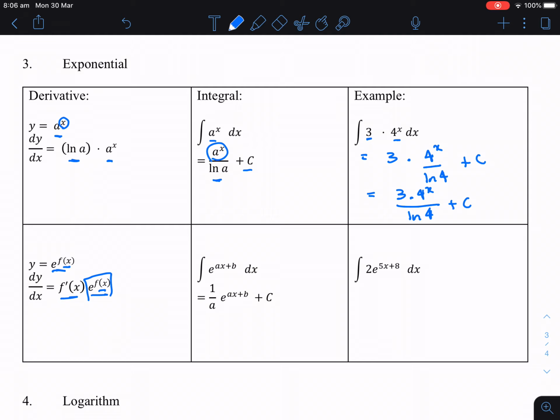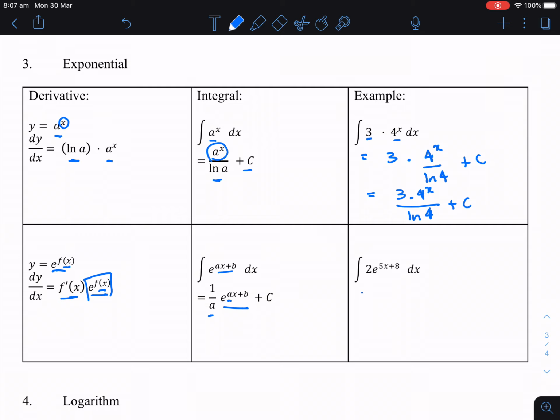With integration, though, we don't have as many rules as we do with differentiation, and so this time the only function we need to consider is e to the power of ax plus b. So it's a simplified version of the chain rule, is what we're doing here. And so when we integrate this one, we just get 1 on a times e to the ax plus b. E to the ax plus b stays the same. We just put the 1 on a, which is the coefficient of x.